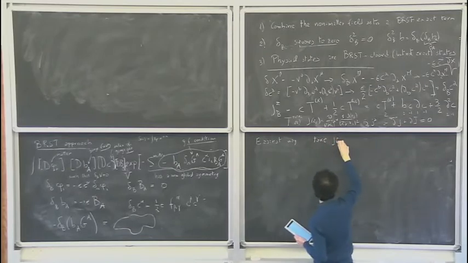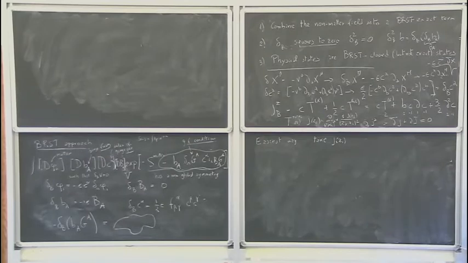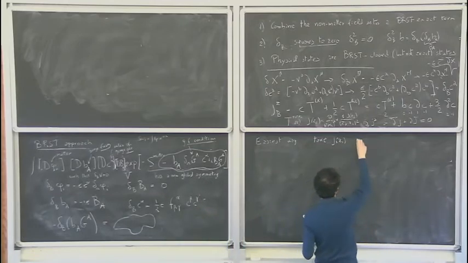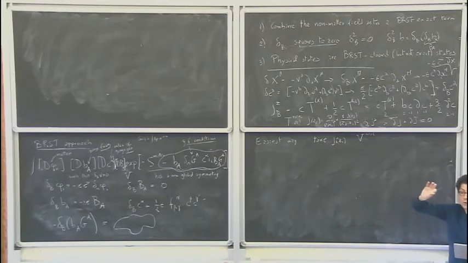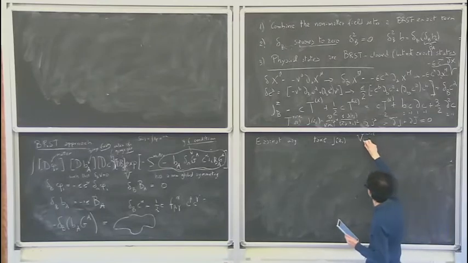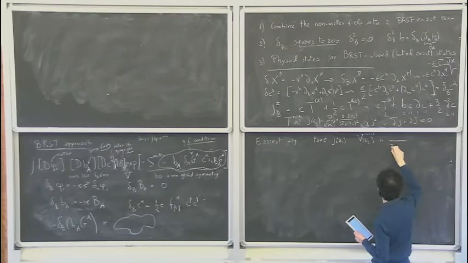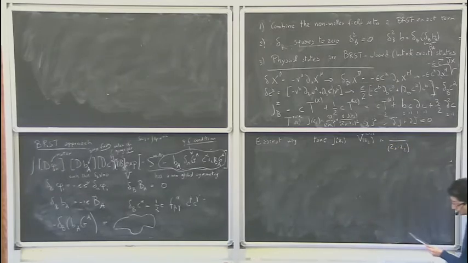Take J, and by using the operator state map that we discussed at the beginning of the CFT, write the operator corresponding to your state. V total is the full operator, including the ghost sector, everything, corresponding to your state. Now you calculate this OPE, and you look at the simple pole.